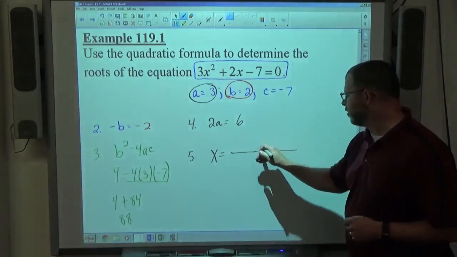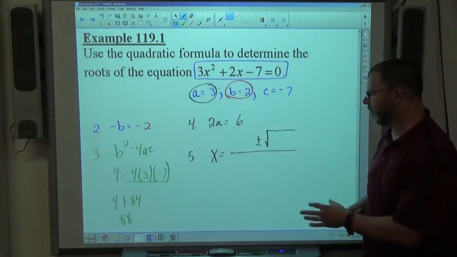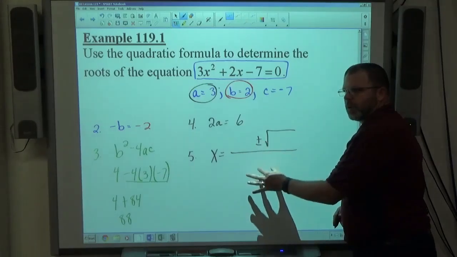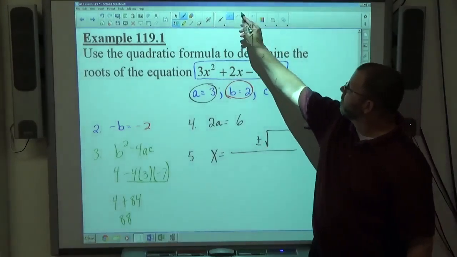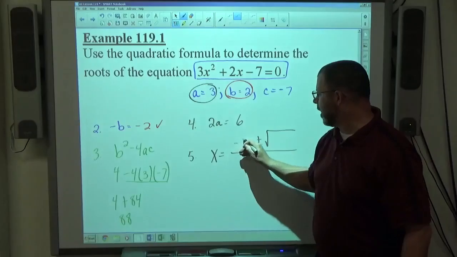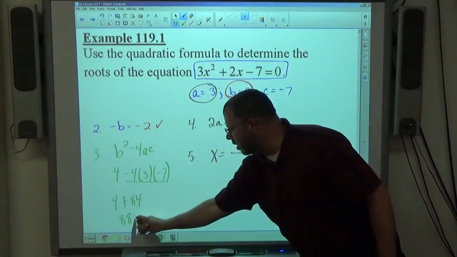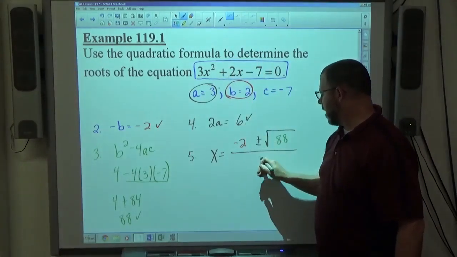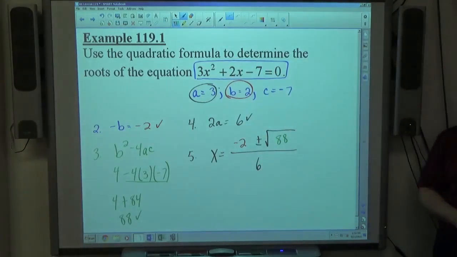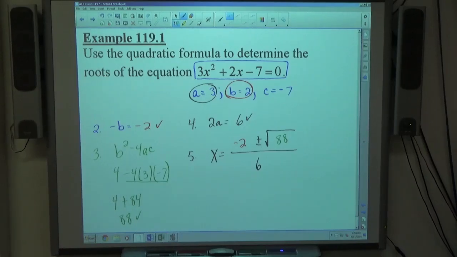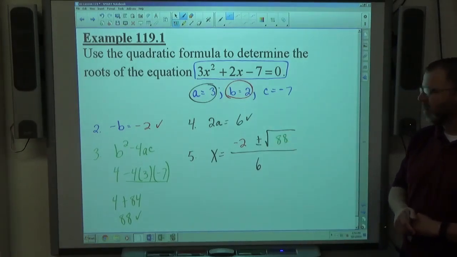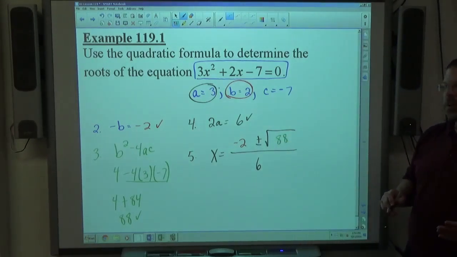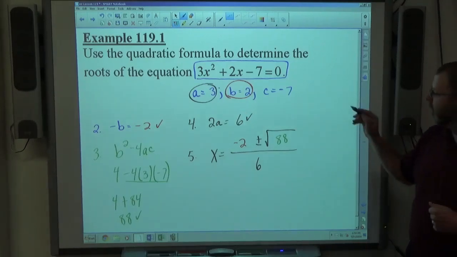X equals, and this is the structure of the answer. That's the quadratic formula. Something plus or minus the square root of something over something. And the somethings are, negative b goes right here. B squared minus 4ac goes inside the radical, and 2a goes on the bottom. That is the correct answers to the problem, and I did say answers because there's plus or minus, there's 2 answers there.